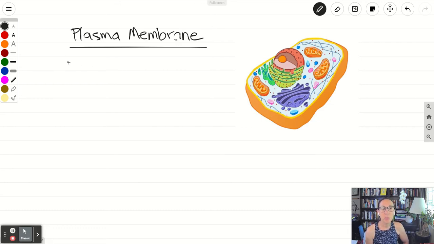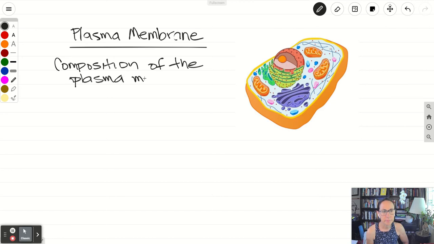And so this is what the plasma membrane is made of. The first thing, and we've talked about this already, is phospholipids. So let me just put a little subtitle: the composition of the plasma membrane is the following. The first thing, so I'm going to list three things, are phospholipids.